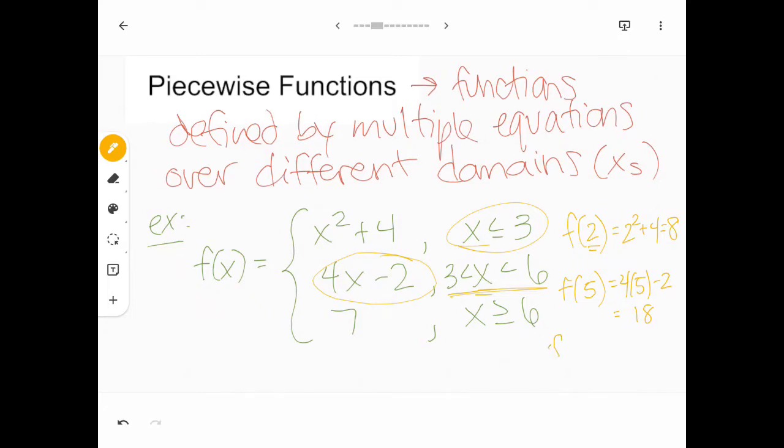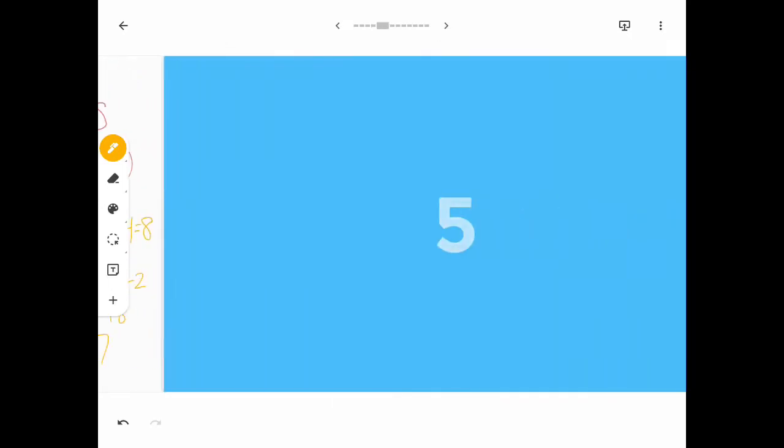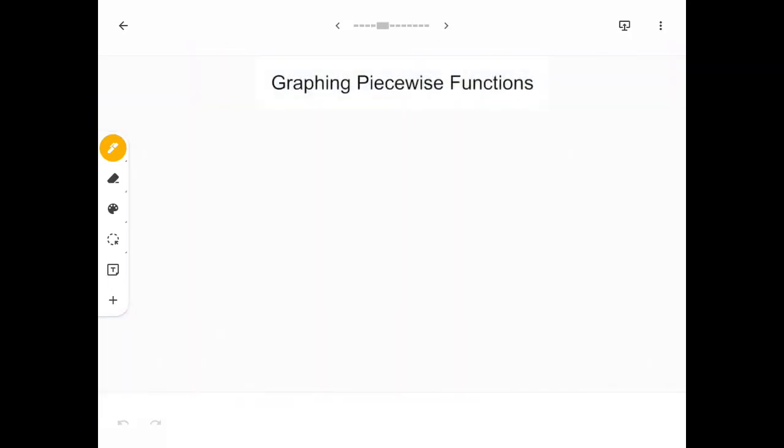Lastly, if I gave you another one, say maybe f of 6, 6 falls into this bottom region because it is equal to 6, and so you plug it only into the bottom one, which here, since it's just a number, your answer is automatically 7. So we did that together on day 1 of class. Today, we are going to learn how to graph these together. I'm going to give you some steps on this slide, and then go through another example with you. So I'm going to go back and forth on this first one.